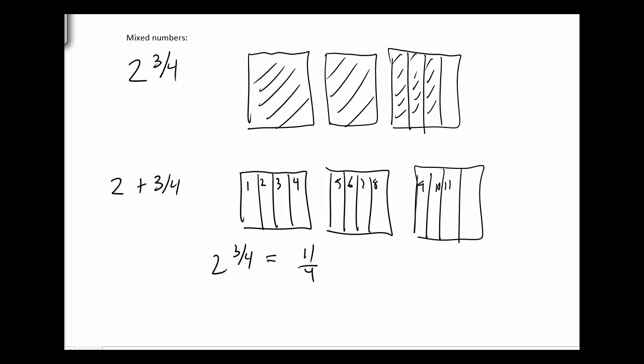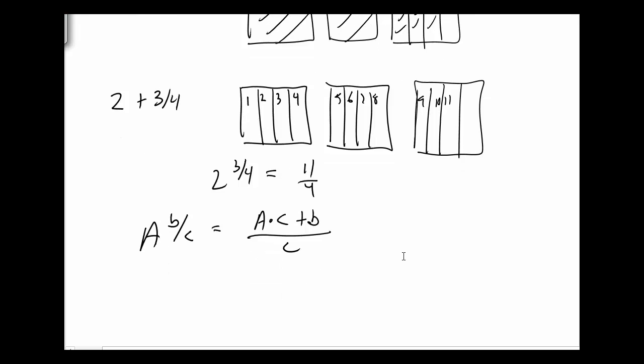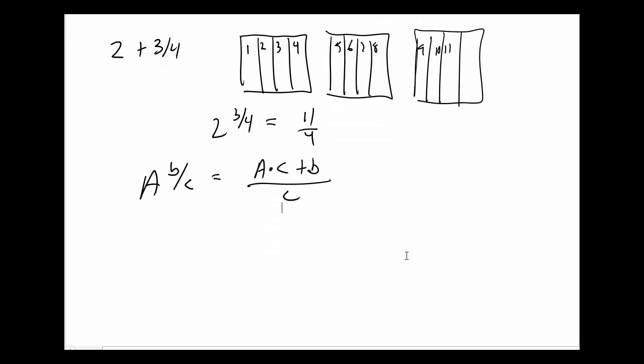And so from here, I can start to look at a process. How can I do this without having to draw a picture, basically, is the question. And hopefully students will recognize in a general sense that if we have A, B over C, so we get a mixed number, what we did is A times C plus B, all over C. And that'll give us a general formula that we can follow to convert any mixed number into an improper fraction.